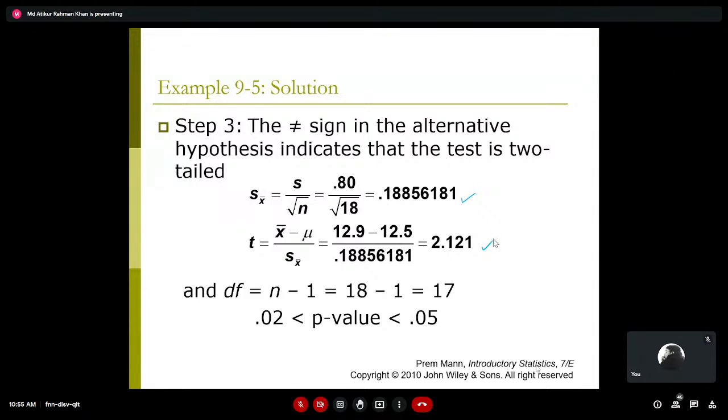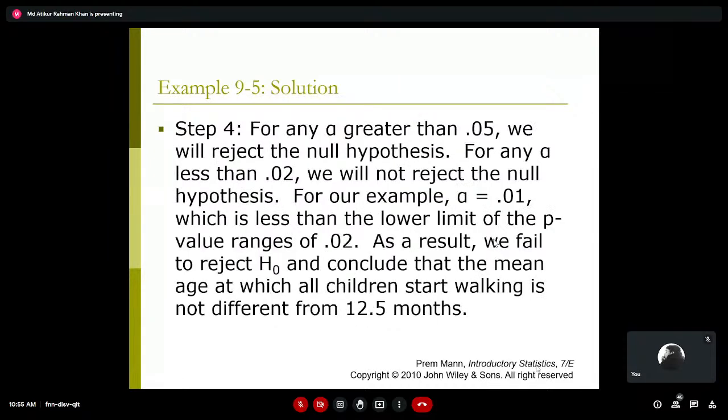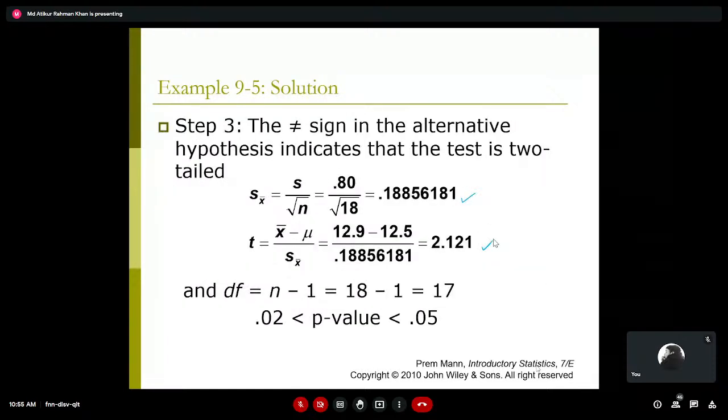Now we want to find the probability. Step 4, we calculate the probability. Under step 3, we calculated the value of t. In the previous problems, we calculated the value of z. Now step 4, we find the probability, or you can say find the p-value.